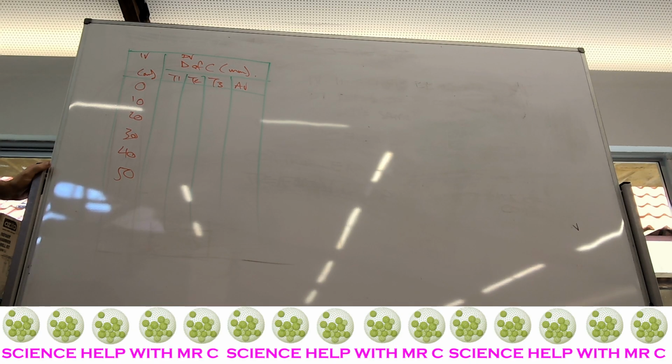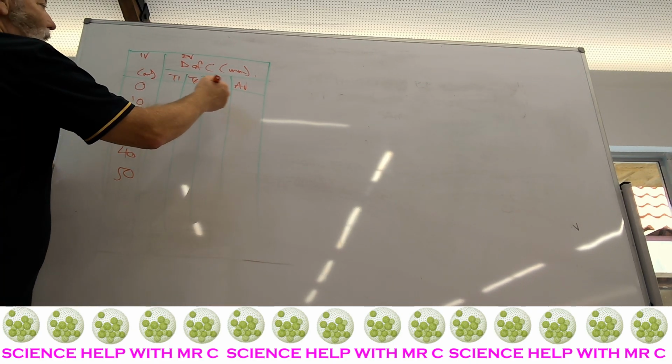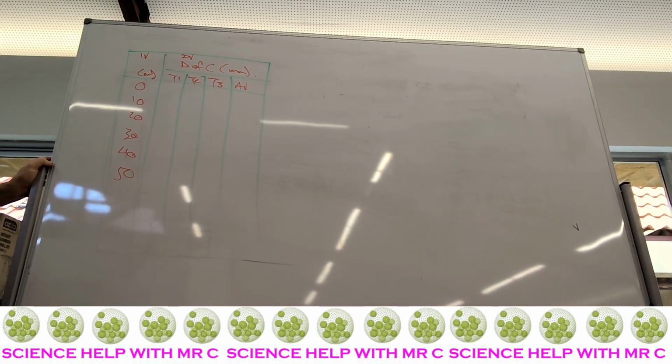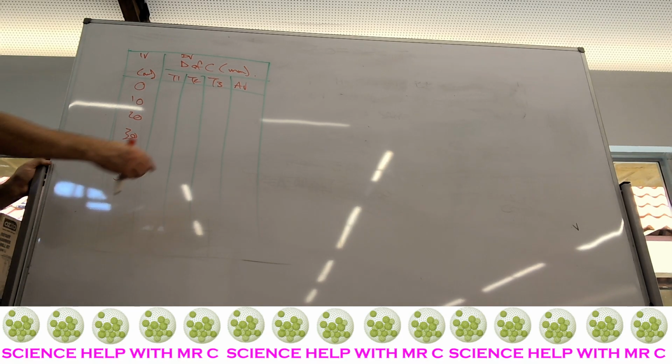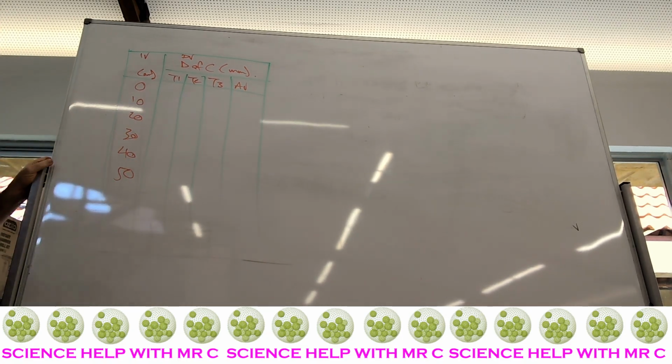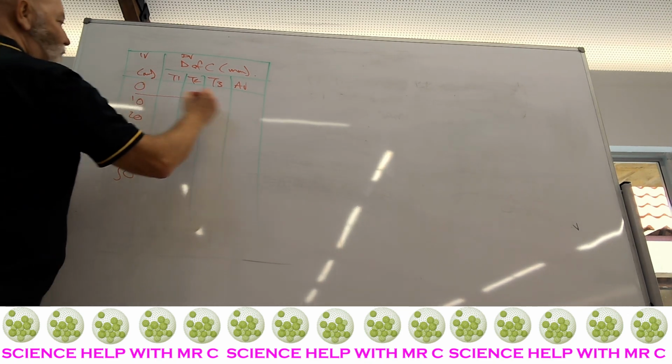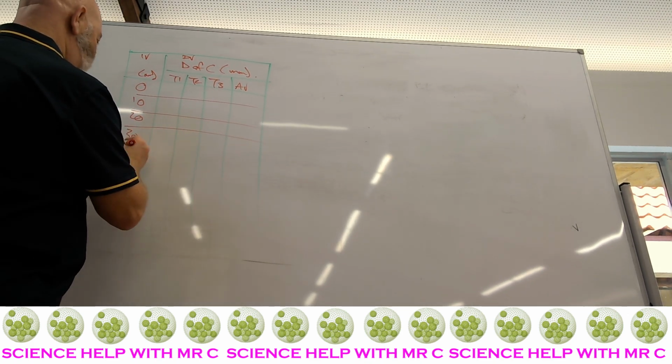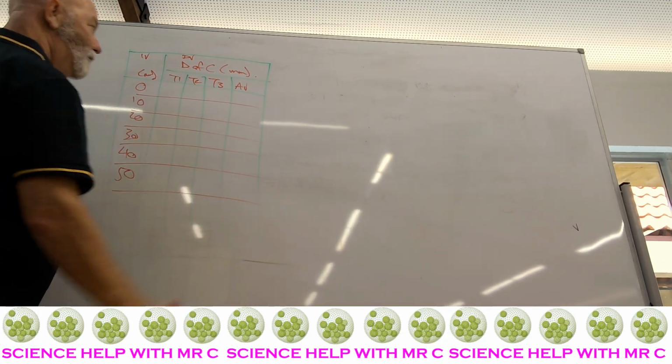All right, and then we'll get numbers here, right? So if you get an outlier, and it's unlikely you'll get an outlier, you have to circle it and not include it in your average, yeah? And then you only graph the averages, yes? So you have 0, 10, 20, 30, 40, 50. Okay?